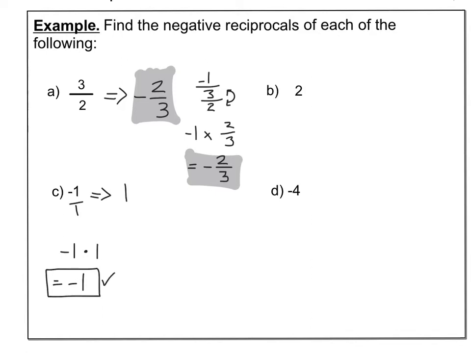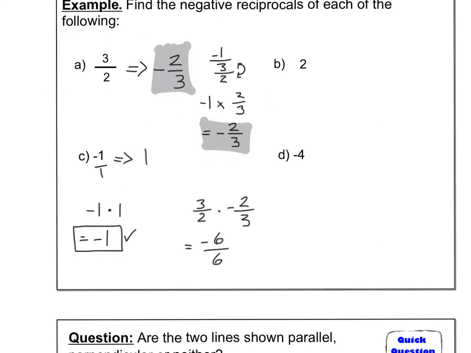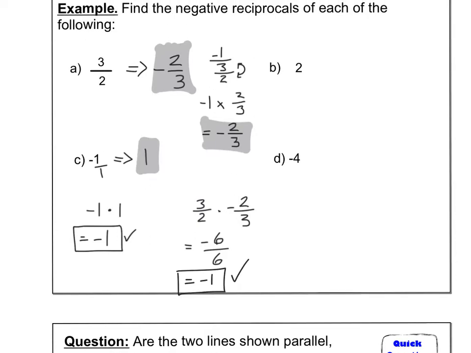Let's check the work we did up top. So 3/2 times -2/3 gives us 3 times -2 is -6, 2 times 3 is 6, and likewise that gives us -1. Okay, let's move on to B.